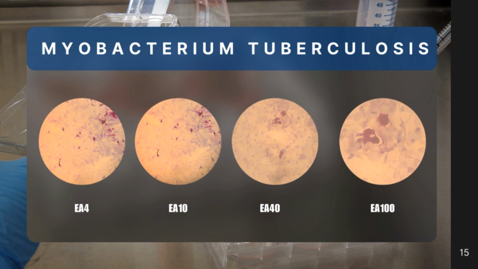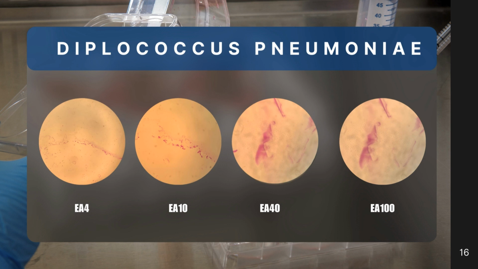TB can be latent, where the bacteria are present but inactive and not causing symptoms, or active, where the bacteria are multiplying and causing symptoms. Active tuberculosis can be treated with antibiotics, but it requires a long course of medication to cure. The next specimen is Diplococcus pneumoniae.